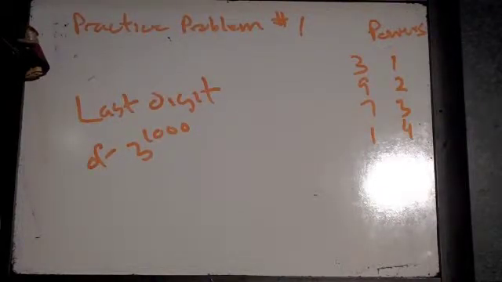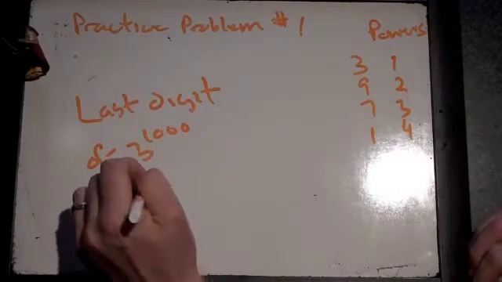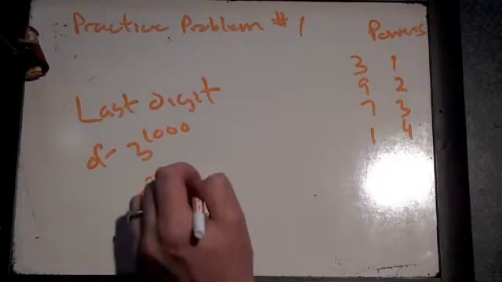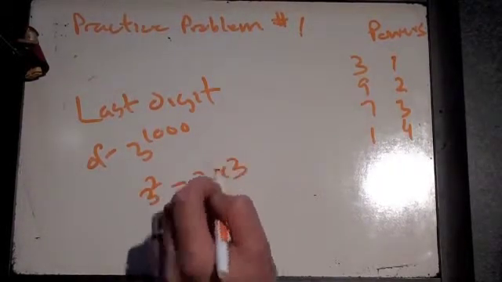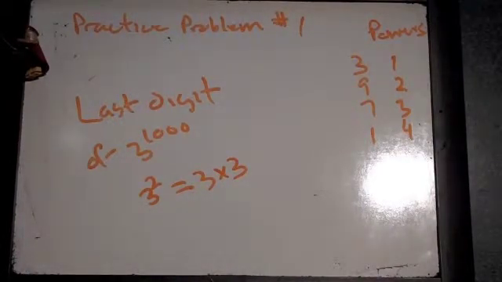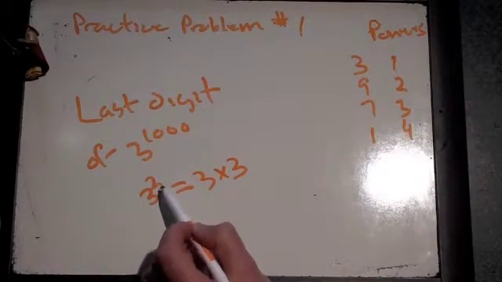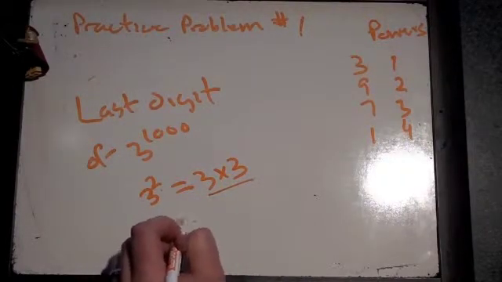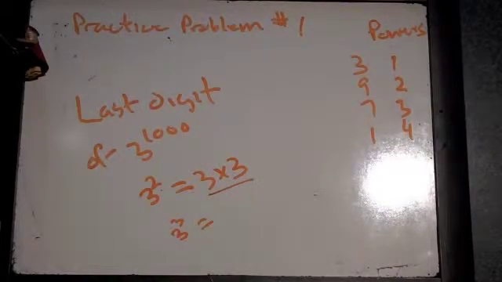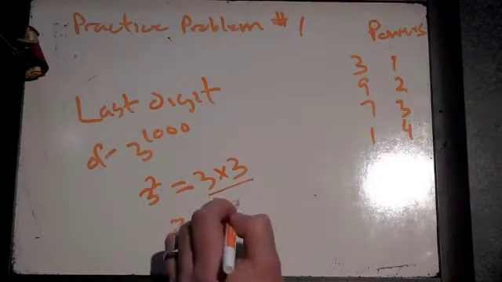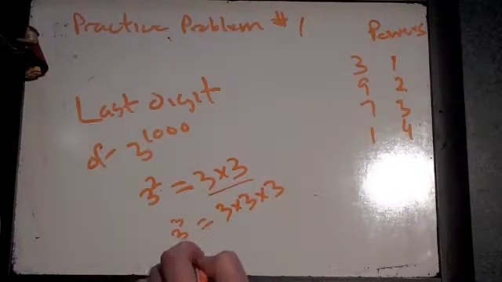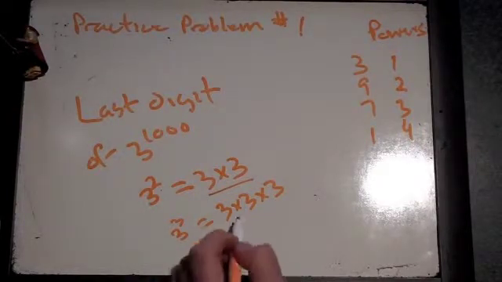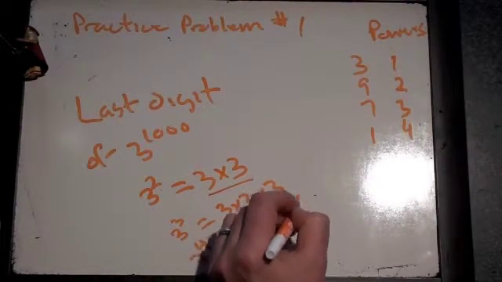What does 3 squared mean? 3 squared means 3 times 3. The 2 means 2 3s. What does 3 cubed mean? It means 3 times 3 times 3. What does 3 to the 4th mean? It means 3 times 3 times 3 times 3.